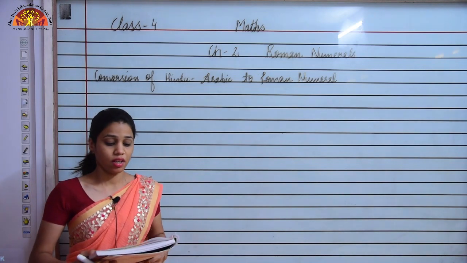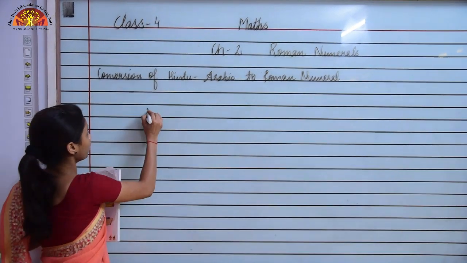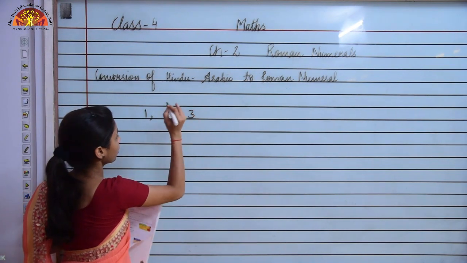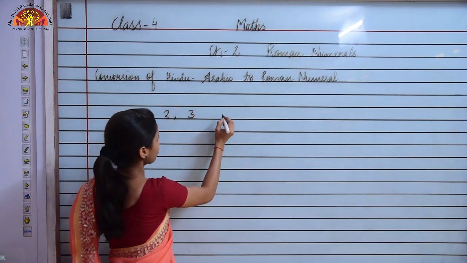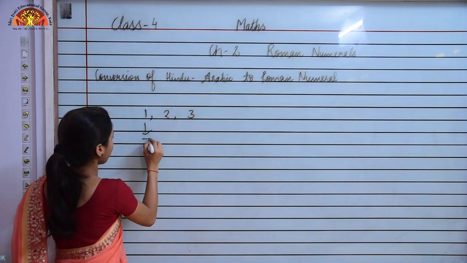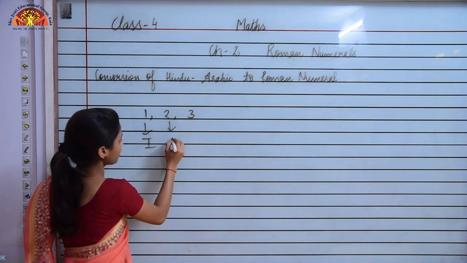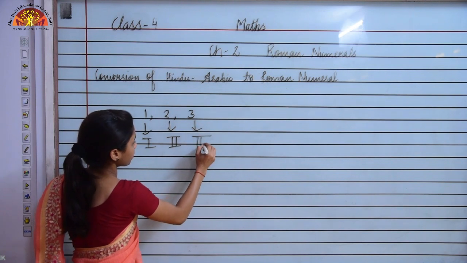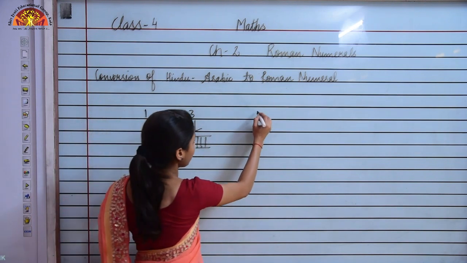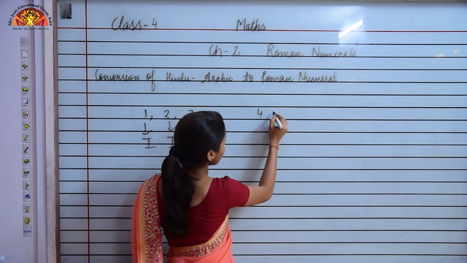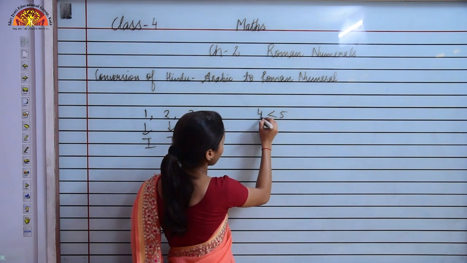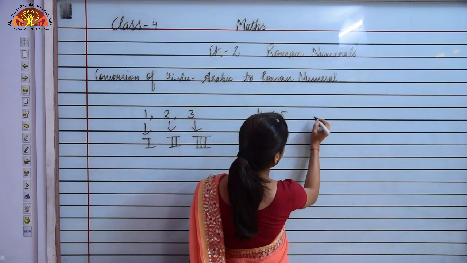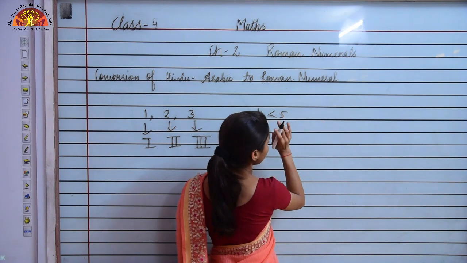Students, now let us see conversion of Hindu Arabic to Roman numeral. Now see numbers 1, 2, 3. How will I write these numbers in Roman form? 1 is written like I, 2 is written like 2 I's, 3 is written like this, 3 I's. Now to write 4, how will I write 4? Now see, 4 is less than 5. So to write 4, I have to subtract 1 from 5.